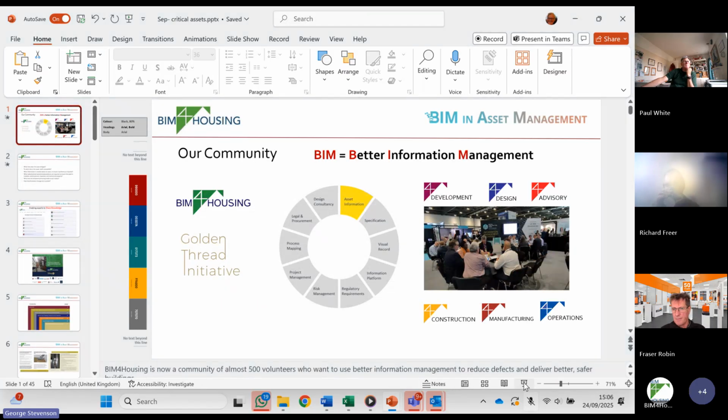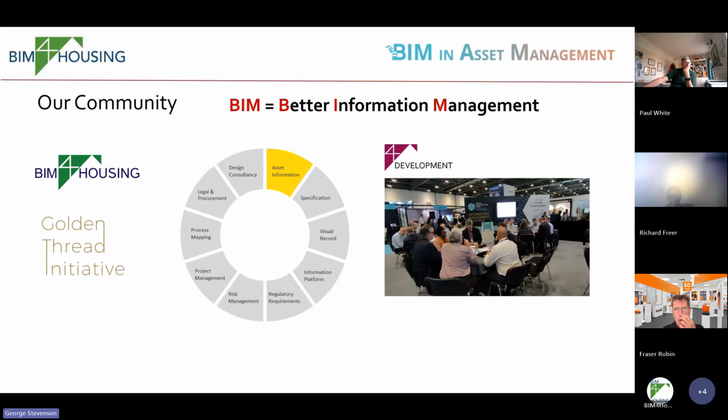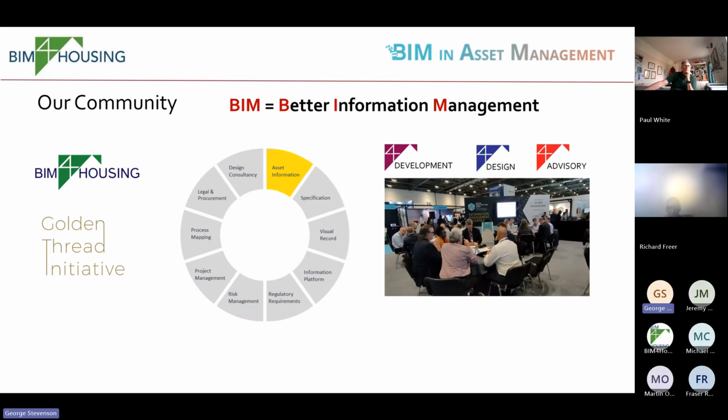Basically, when we started in 2021, we were asked by the government to work with the Golden Thread Initiative to actually define what information was required for assets. What we actually did was go to people and ask them what information would you, Martin, for example, need on an AOV? It's actually quite difficult to answer that question because people will say it depends. It depends on the circumstances, the context.